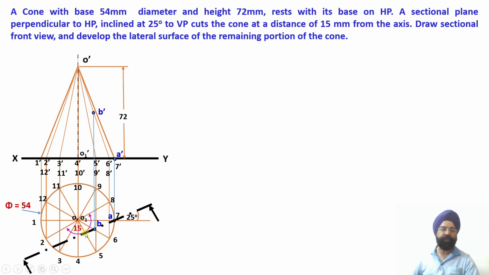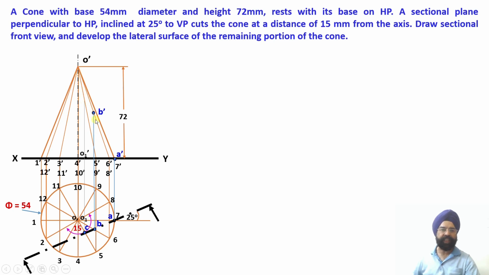Now the third point of intersection is on the slant edge O5. Point C was obtained by virtue of intersection of the slant edge O5 by the cutting plane, which happens to be an AVP. Having located the C point, once again I will draw a vertical projector upwards till it intersects the slant edge O dash 5 dash. So this is my slant edge O dash 5 dash.